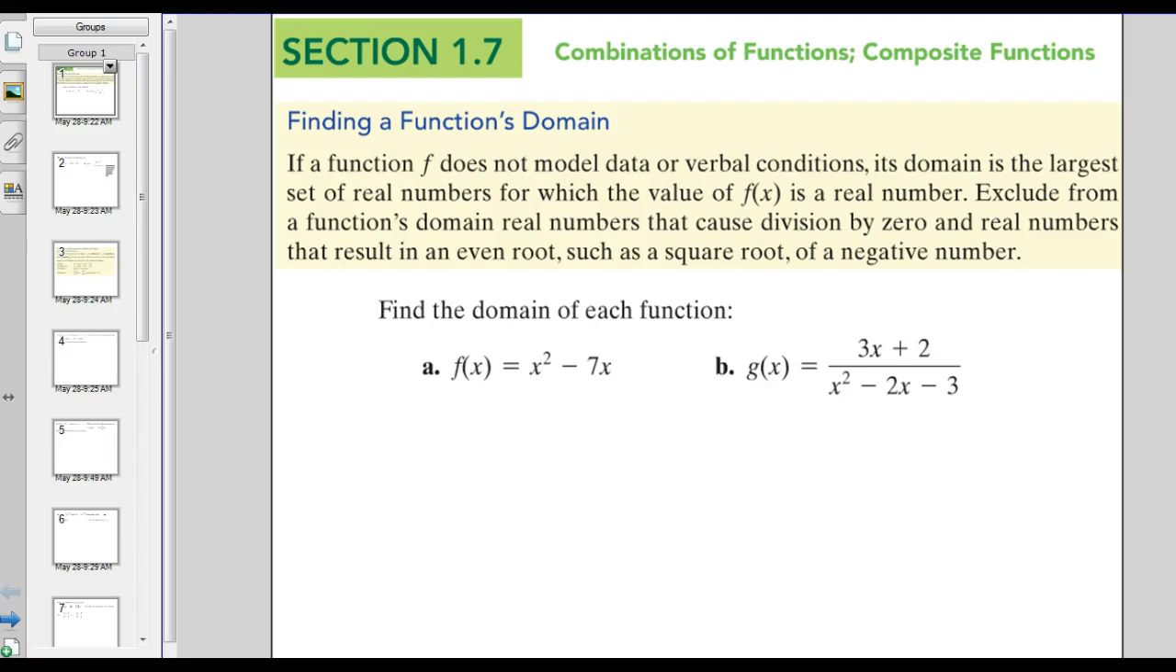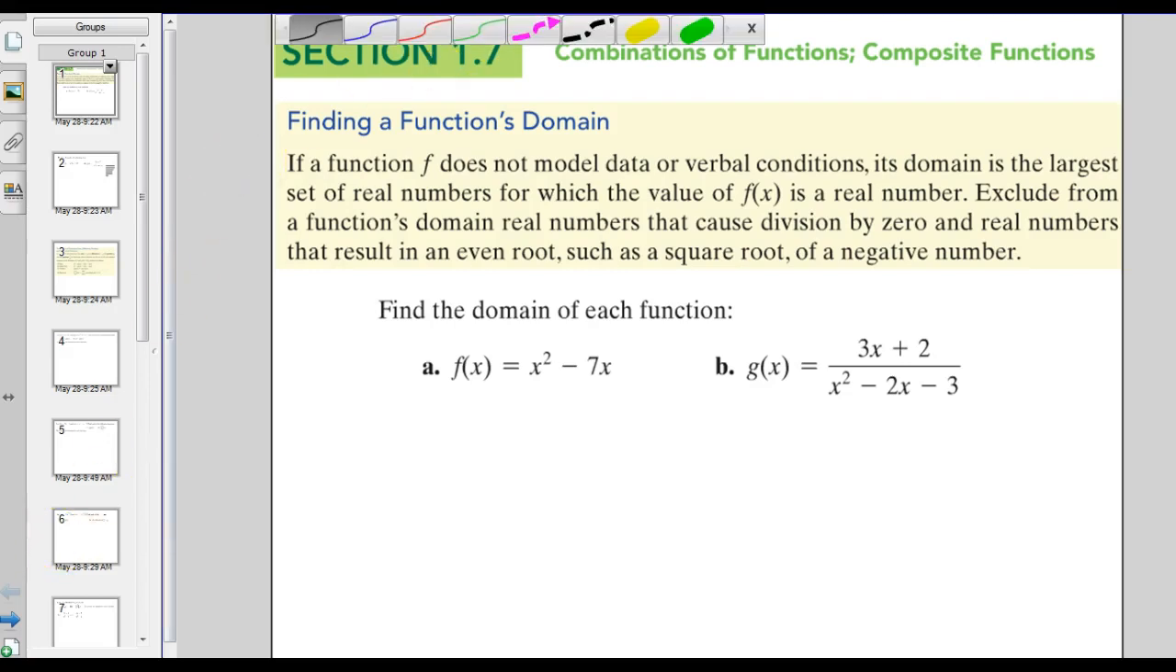In this section we're going to combine functions together. When we say combining them, we mean like add, subtract, multiply, divide them. And then we're going to compose functions. And what that means is we're going to put one function inside of another function.